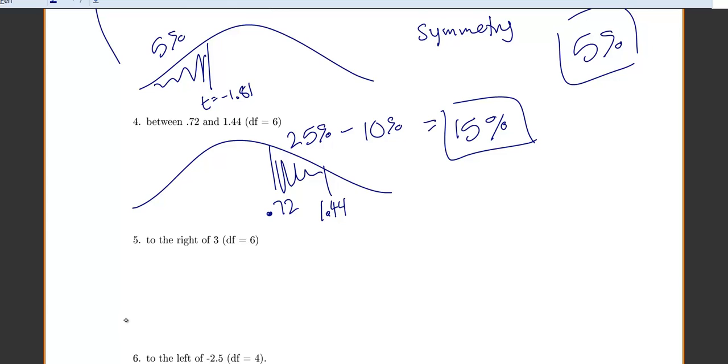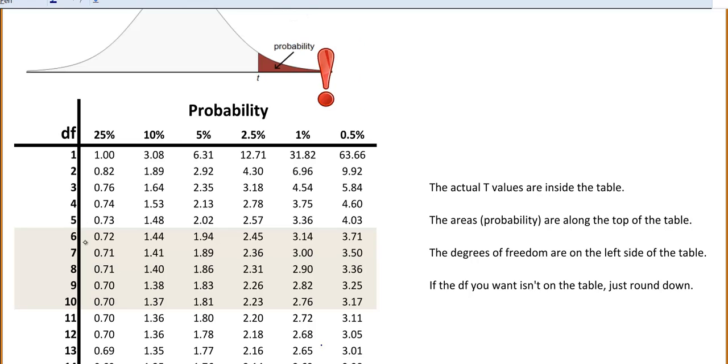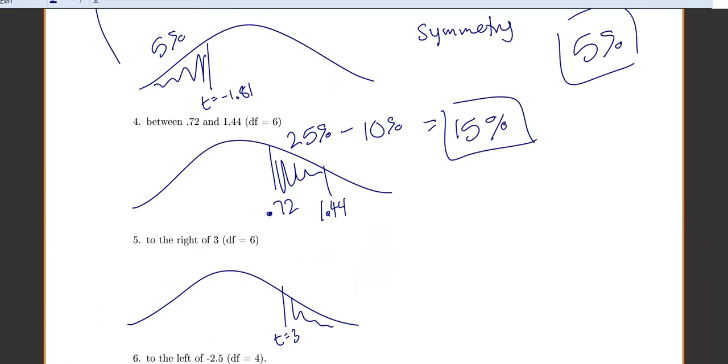Okay, now still with 6 degrees of freedom, look for the area to the right of t equals 3. So we have 6 degrees of freedom, we're looking for t equals 3. And so we're at 2.45, 3.14, 3.71, but 3 itself is not on there. So 3 would be somewhere between 2.45 and 3.14. Which means that the area is somewhere between 2.5% and 1%. And that will actually be our final answer. We'll say it's between 1% and 2.5%.